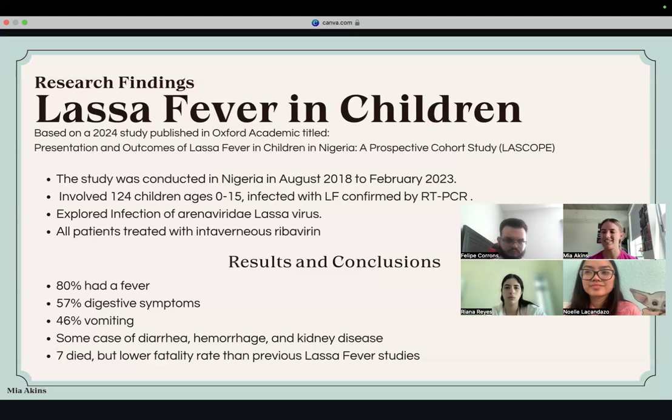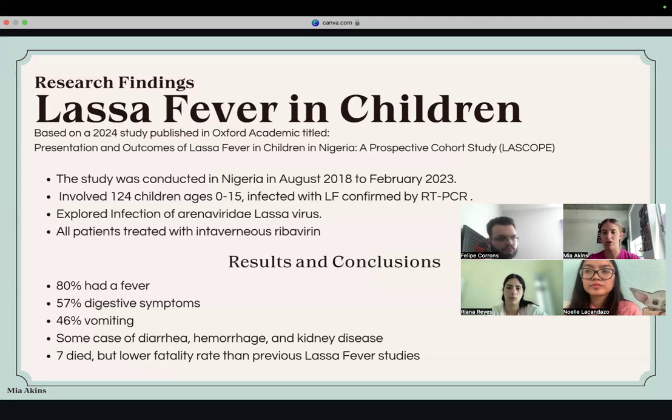The researchers who conducted the study wanted to specifically explore how this virus affects children, to better inform pediatrics in these affected areas. Most studies in the past focused on both adults and children, or simply on adults. So this one focuses just on children. It followed the cases of 124 children who had been hospitalized with Lassa fever.